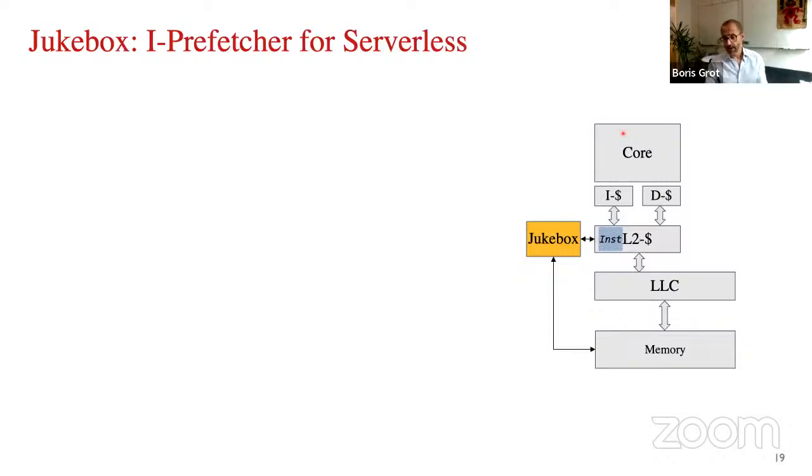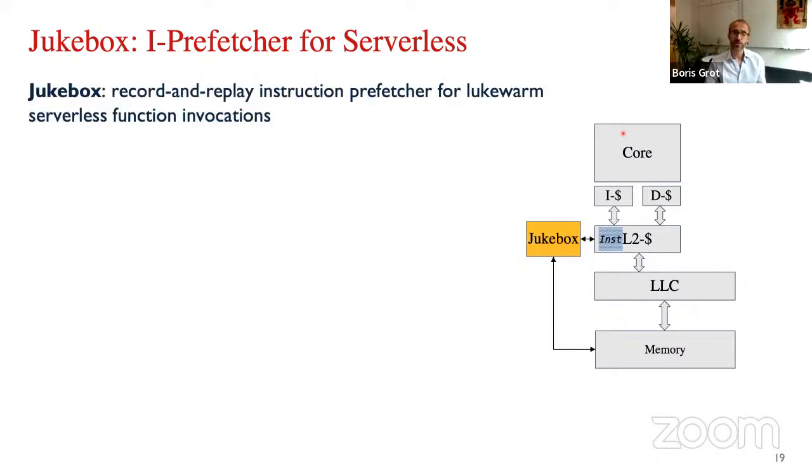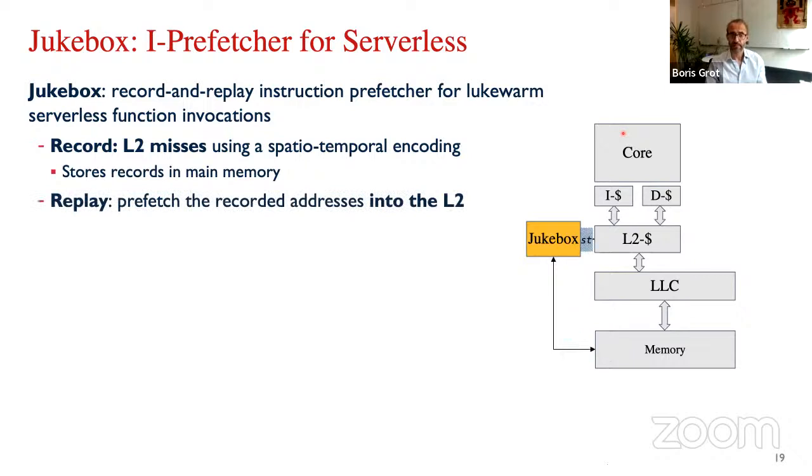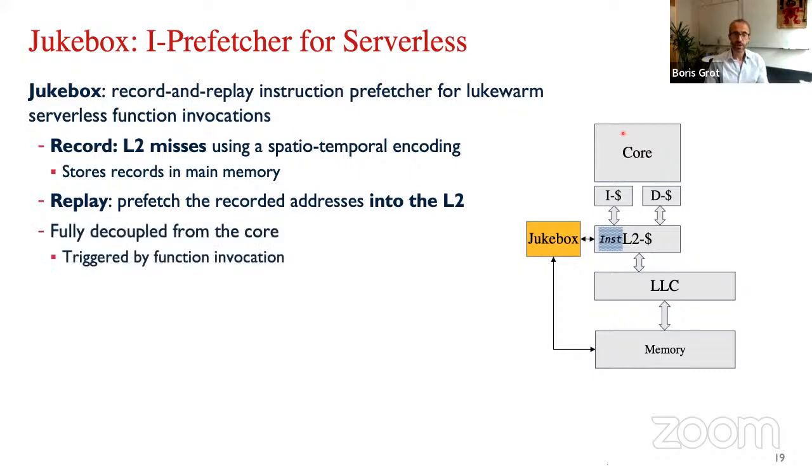I don't expect you guys to know microarchitecture, right? I know this is not a microarchitecture audience, so I'm going to really skip over the details. So we call our prefetcher Jukebox, okay? Basically what it does is as the function runs, it records misses in the L2 cache and stores the records into the main memory, okay? When the function executes again, it retrieves the recording and prefetches everything into the L2 cache. And it does this completely independently of the core, right? It just dumps what it thinks will be the useful instructions into the CPU without waiting for the core, right?